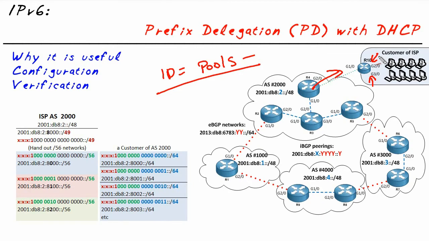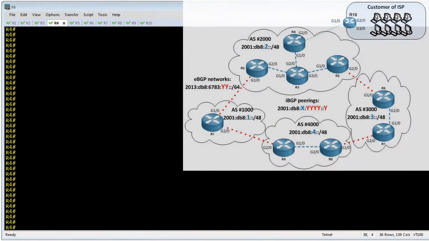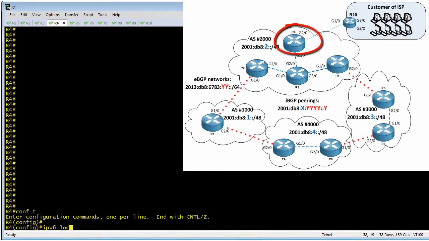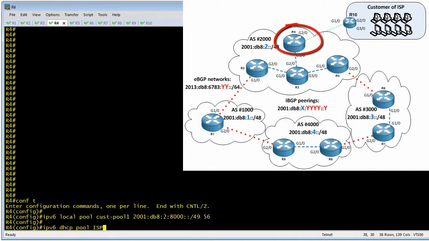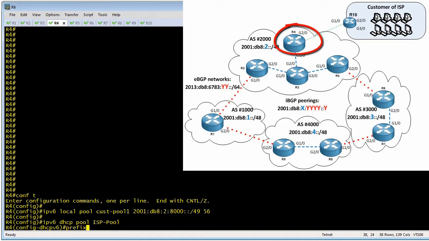Let's do it right now. On R4, which is our DHCP server, he doesn't have much of a configuration at all on the interface that goes off to the customer edge. So let's do a couple basic things. Let's create a local pool that identifies the range of addresses that we want to hand out. I'm basically saying that from the /49, I want to hand out 56-bit network spaces out to clients. We're going to call on that pool in just a moment.